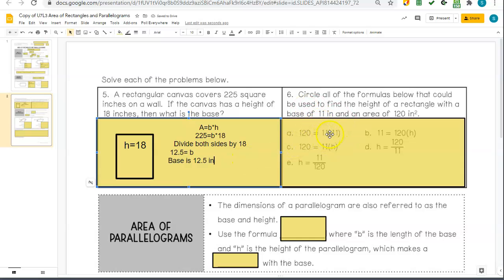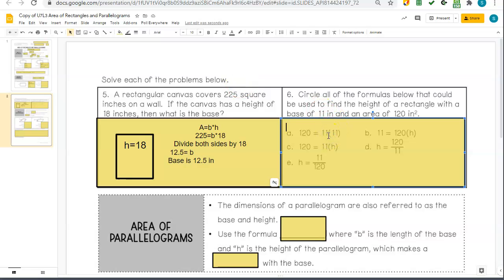Alright, let's look at this one. Circle all the formulas below that could be used to find the height of a rectangle with a base of 11 inches and an area of 120 inches. So we know area equals base times height. So hey, here's the one where area equals 11 times 11. That's not true. Area equals our base times our height. Hey, looks like there is an answer.